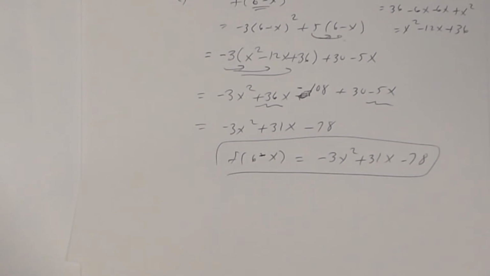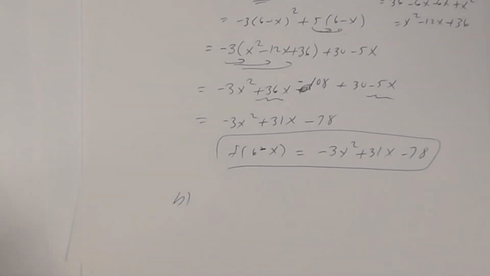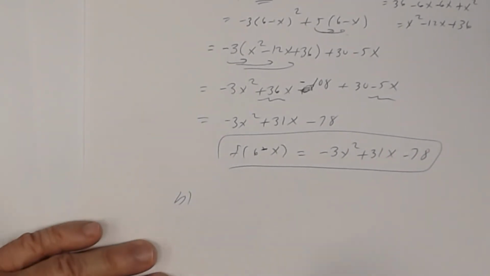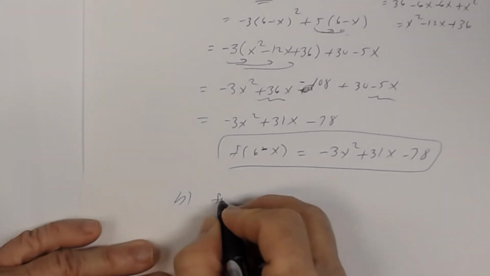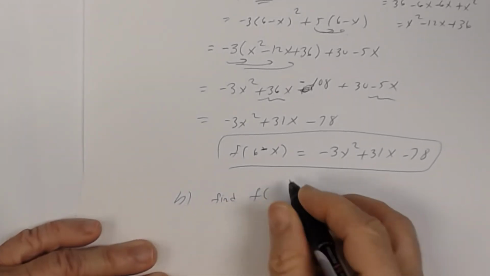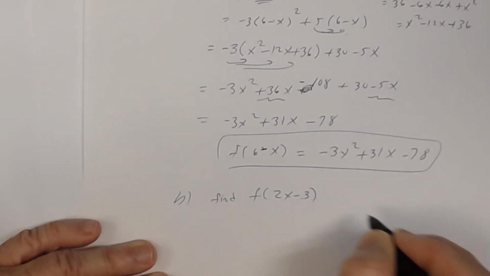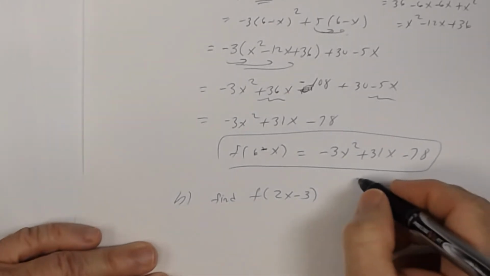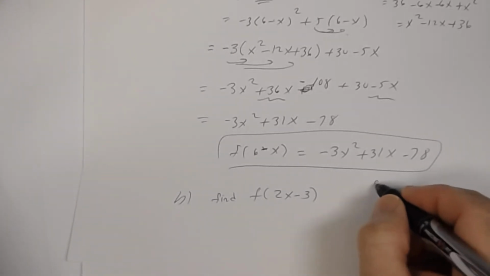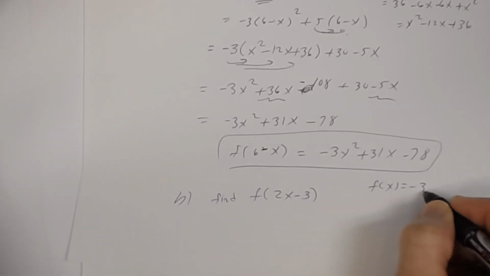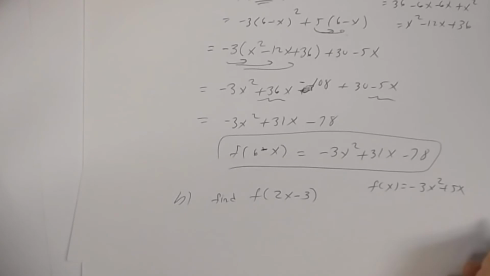All right. Okay, let's do B. Let's suppose B was, let's find f of, let's say, 2x minus 3. All right, same thing. So let me go ahead and rewrite the function. So my function was this, f of x equals negative 3x squared plus 5x.